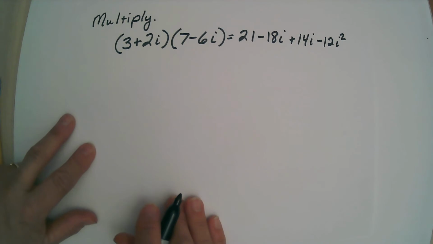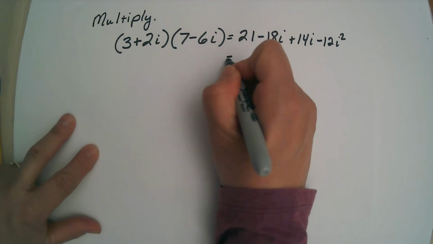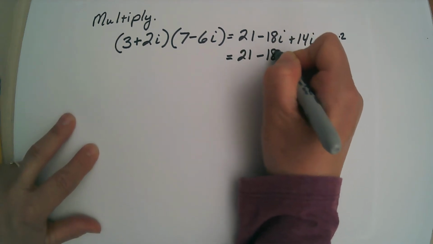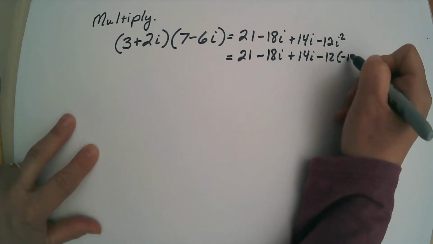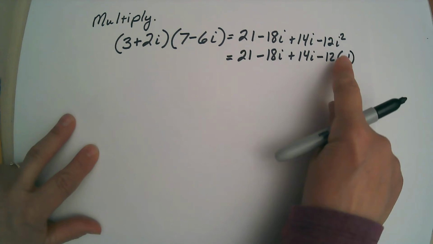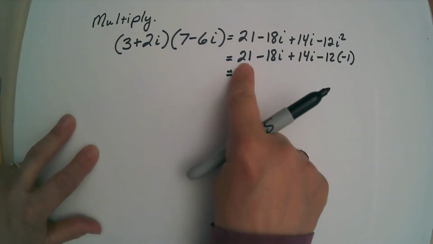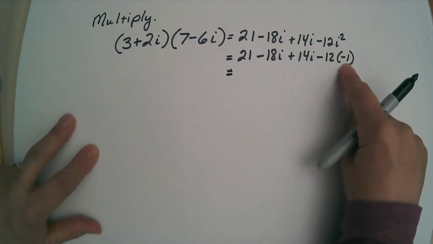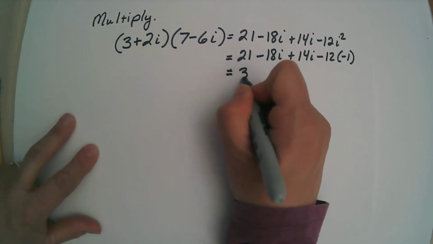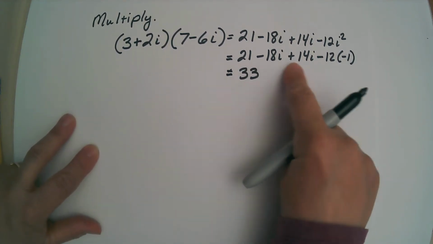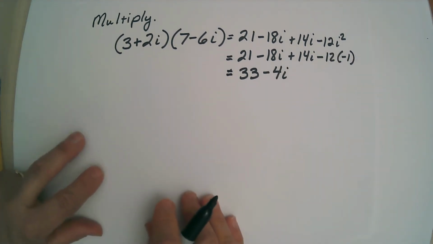And now we keep in mind that i squared is equal to negative 1. So this is really 21 minus 18i plus 14i minus 12 times negative 1. Anytime we see an i squared, we can replace it with negative 1. So to simplify, we have 21. This becomes a plus 12. Let's just add those together. 21 plus 12 is 33. And we have negative 18i plus 14i is minus 4i. And our multiplication is finished.